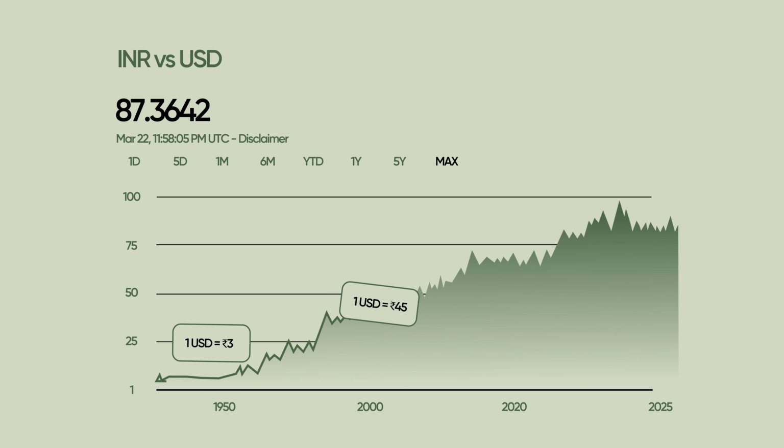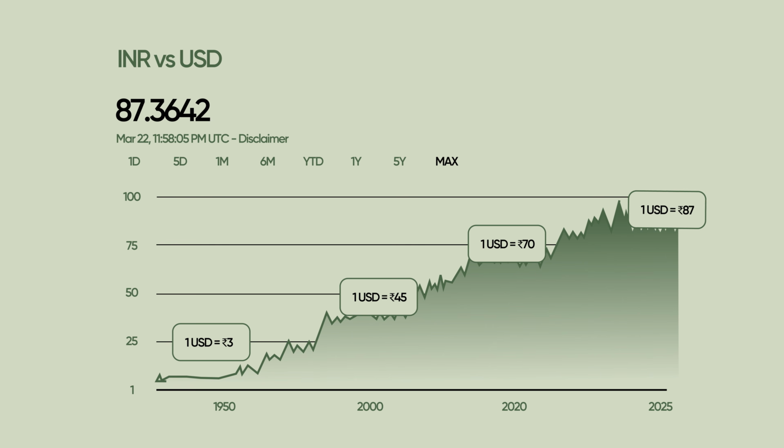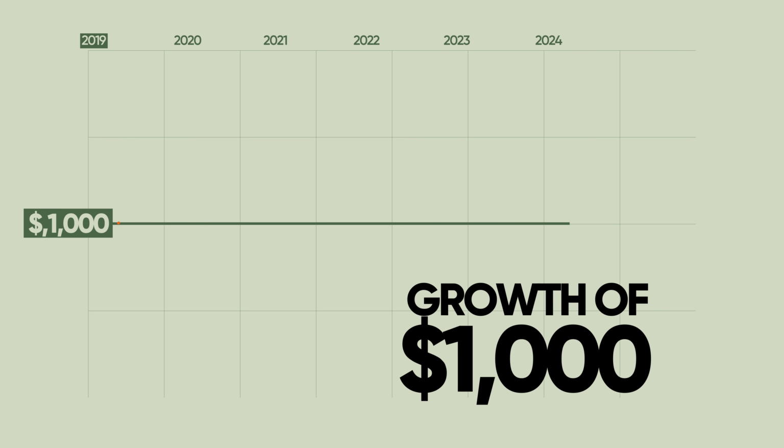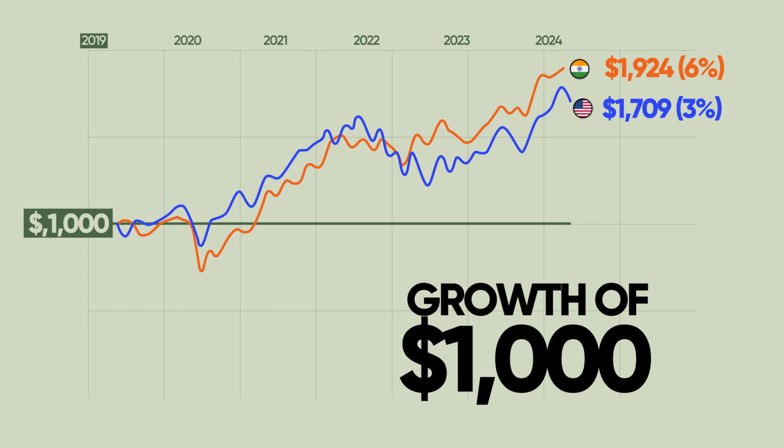When India's economy grows faster than America, investors want to put their money here. So the demand for rupees goes up and its value strengthens against the dollar. Interest rates are another big factor. If India offers 6% interest on investments while America offers only 3%, investors will move their money to India for higher returns. This increases demand for rupees, making its value stronger.